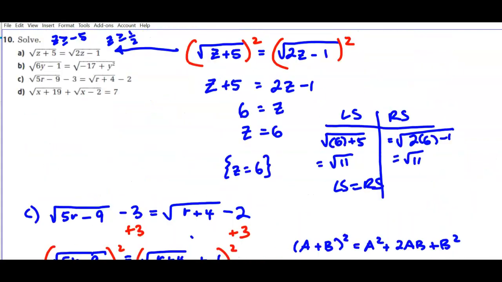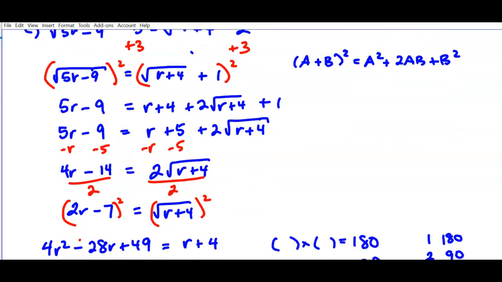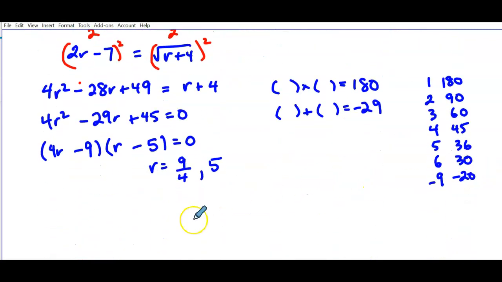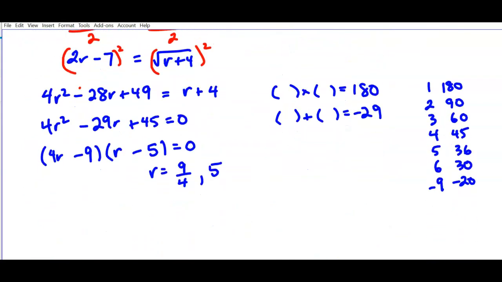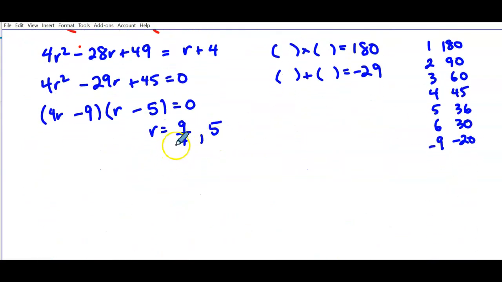Go back to your original here. So we know that r has to be greater than or equal to 9/5 here, and r has to be greater than or equal to negative 4. So for sure, it has to be greater than or equal to 9/5. Negative 4 is less than it. So negative 9/5, positive 9/5, right? Yeah. So that's what, 1 and 4/5. This is 2. So these satisfy both of those, but again, you need to verify.